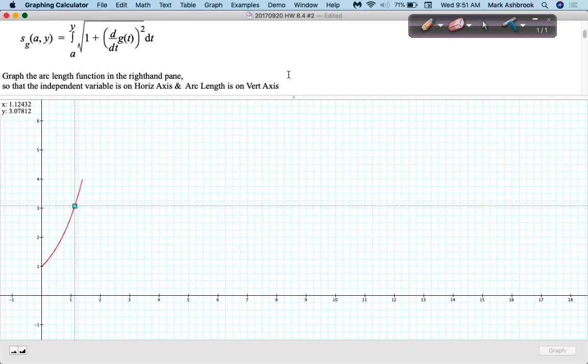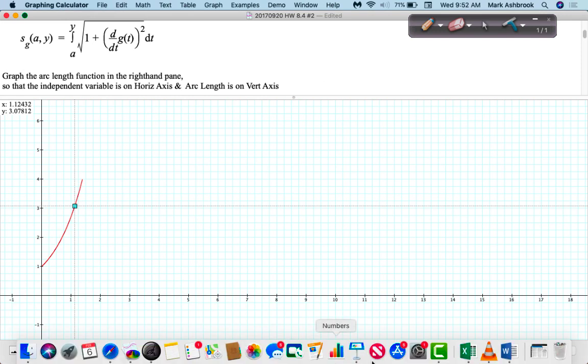So again, we've got this function that's a function of y. And I want to tell GC to graph that function with my independent variable on the horizontal axis and arc length on the vertical axis. See, take a couple minutes to see if you can figure that out. Work with those around you. Think about that. This is a little tricky.